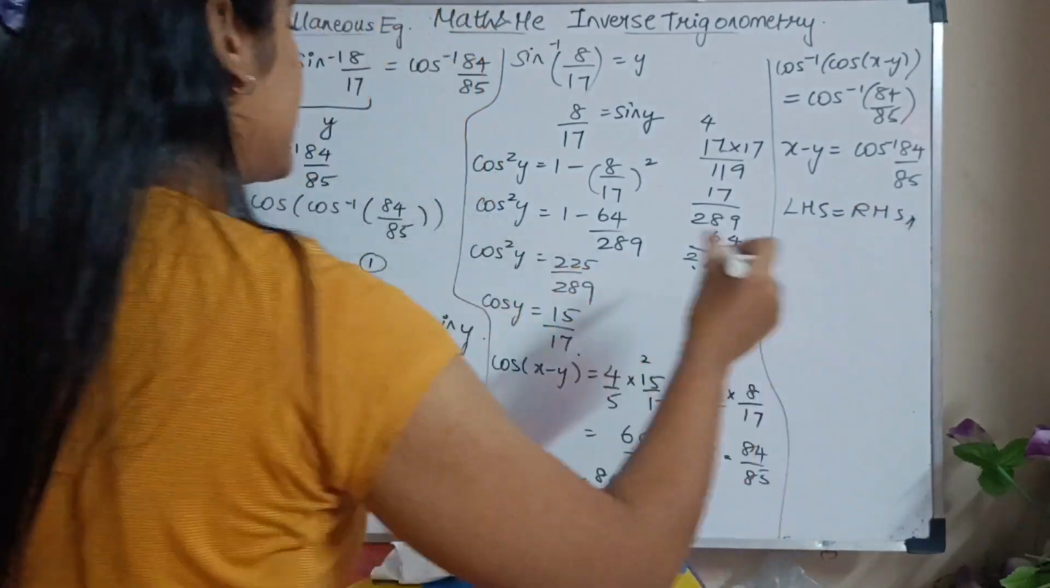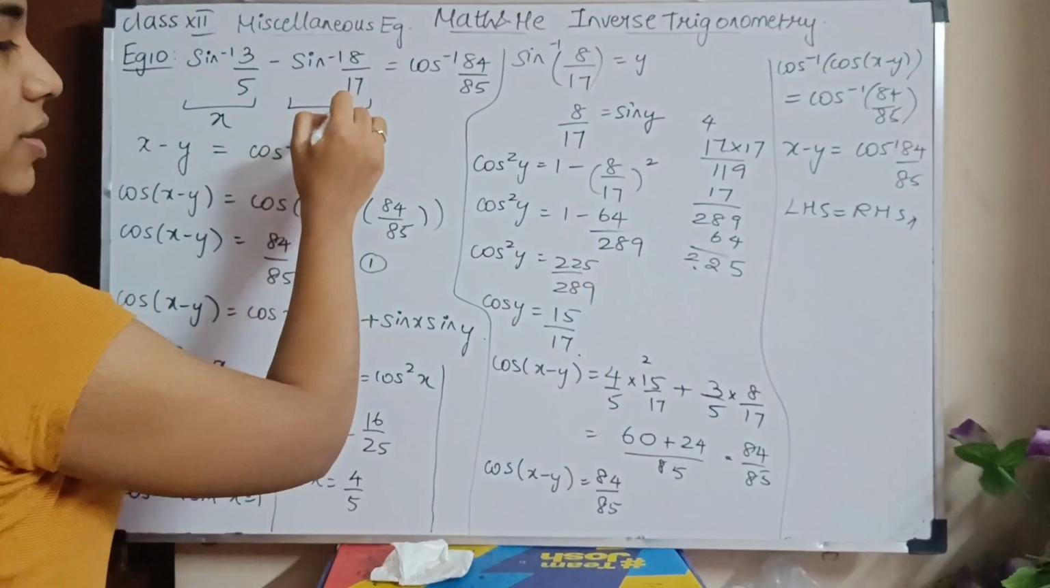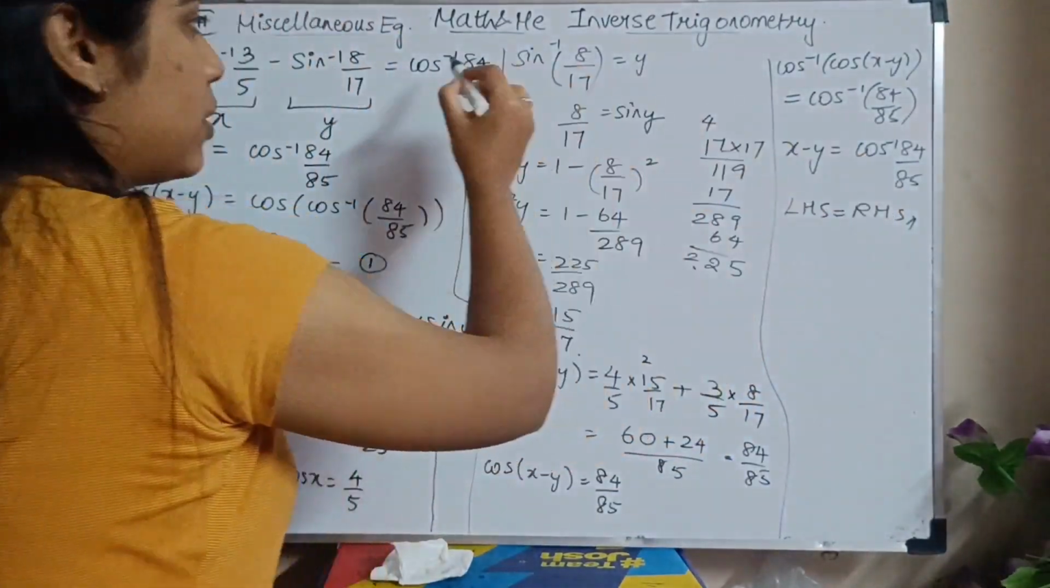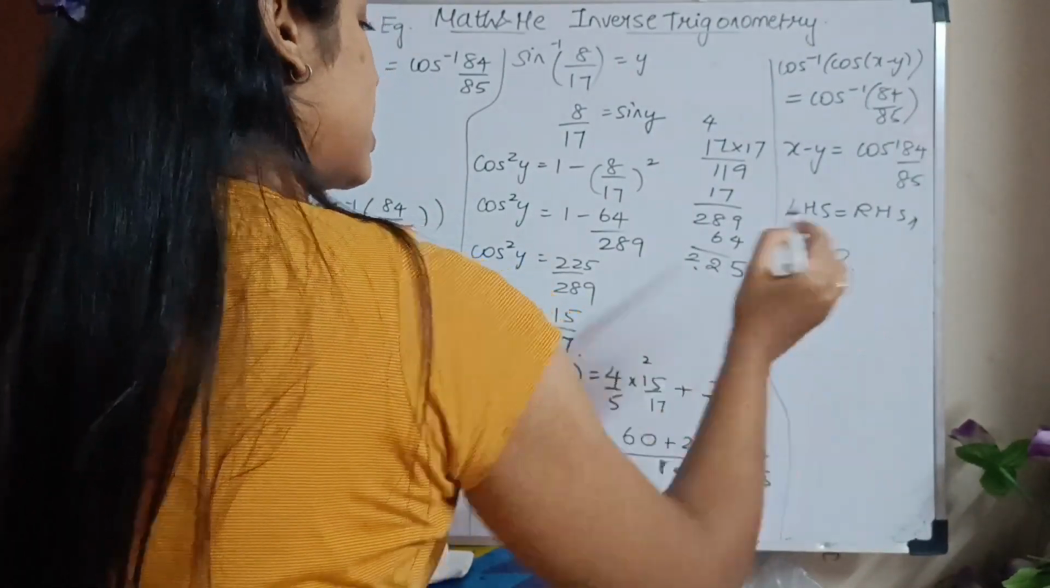Okay, write your final answer. What is x? Sin inverse of 3 by 5. What is y? Sin inverse of 8 by 17. So write that equal to cos inverse of 84 divided by 85. So hence proved, LHS is equal to RHS. Okay.